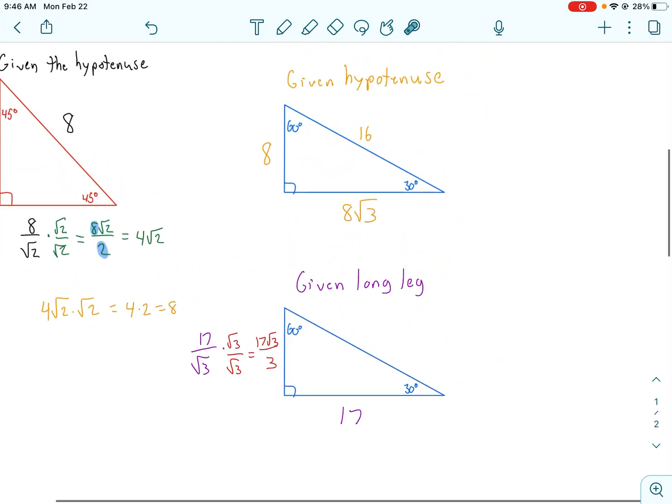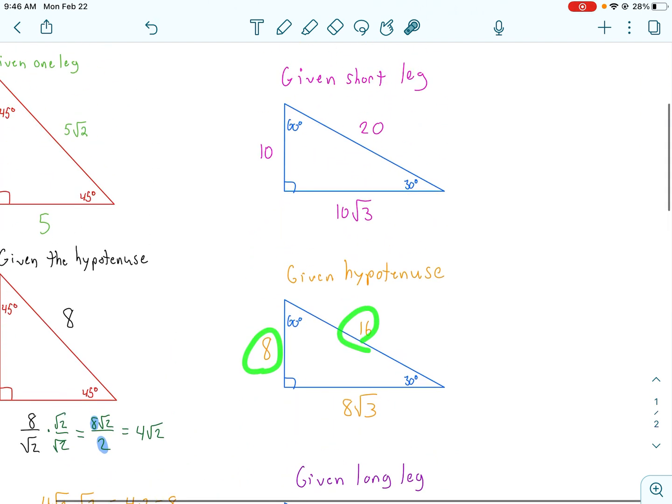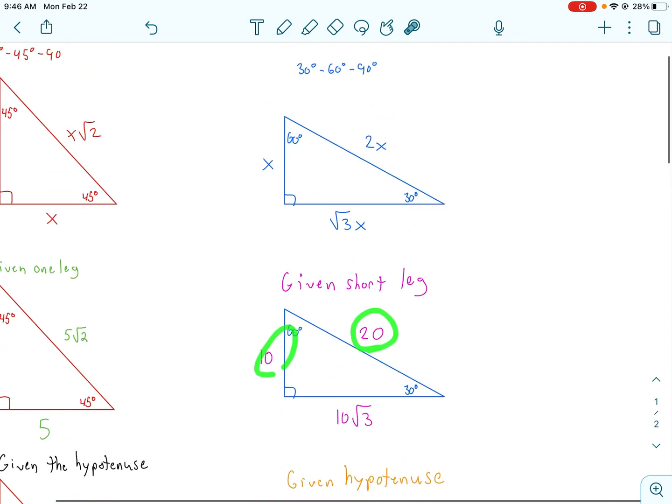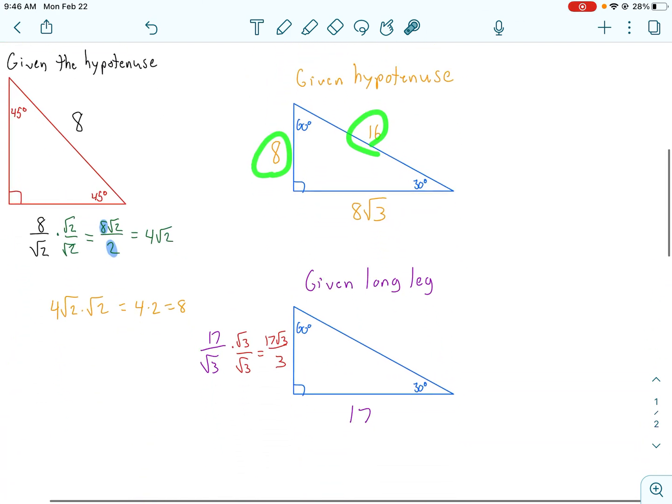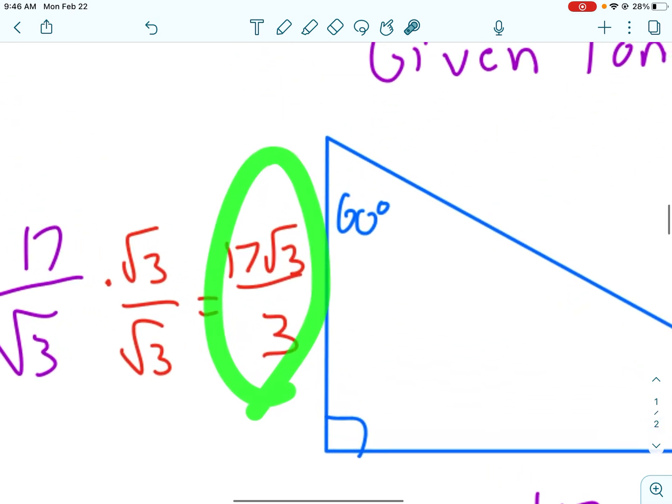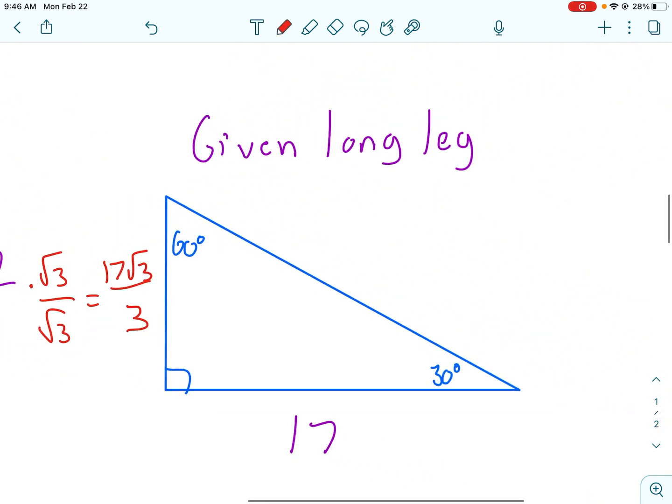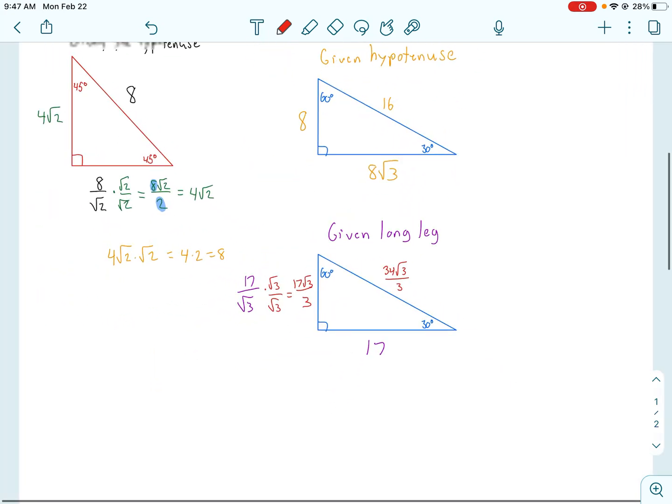And then, to get your hypotenuse, that's just always double. Remember, double your short leg. Or in general, if the short leg is x, you do 2 times x. So all you have to do is double this. To double this might look complex, but it's not. All you have to do is just double this number right here. That's how that works mathematically. So you get 34 radical 3 over 3, and that's how you double it.